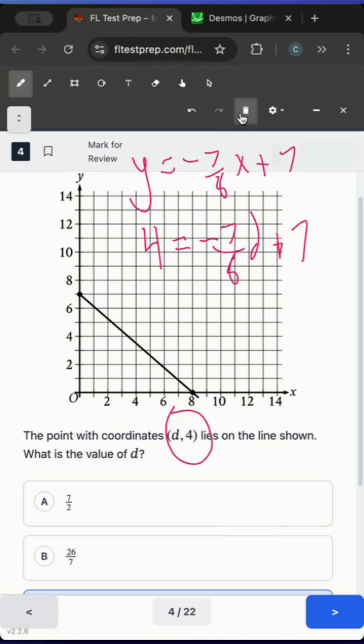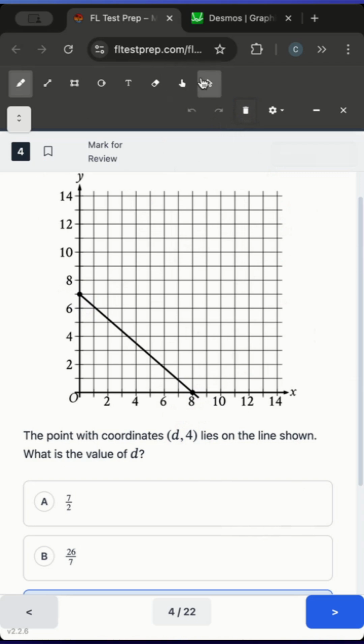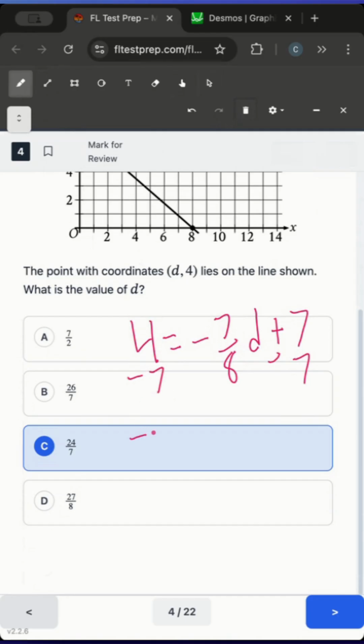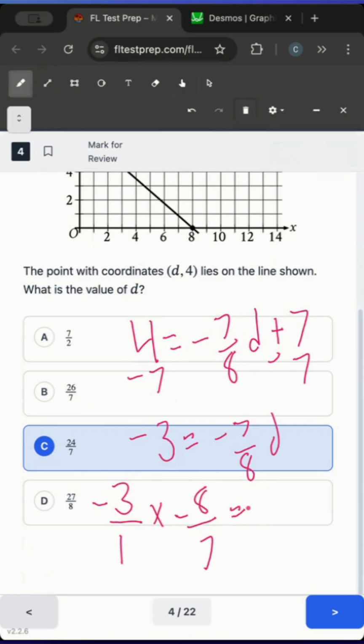I'm going to move that down a little further so it's a little more clear for you guys. We know 4 equals negative 7/8 d plus 7. So what we want to do is subtract 7 from both sides. We're going to get negative 3 equals negative 7 over 8 d. Then we're going to have to get rid of this by multiplying the other side by the reciprocal. Negative 3 over 1 times the reciprocal, which is negative 8 over 7, equals d.